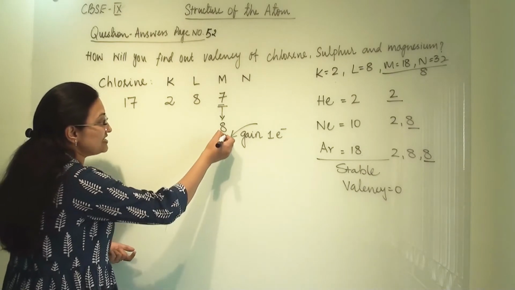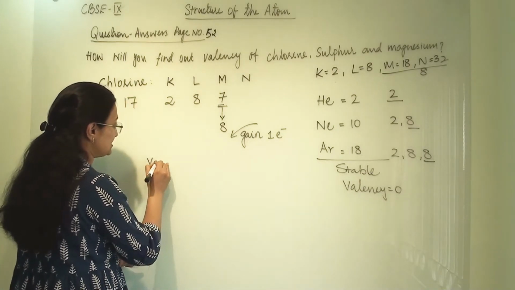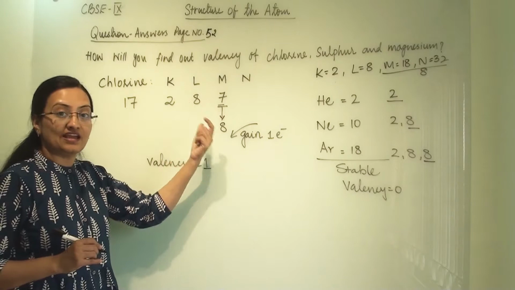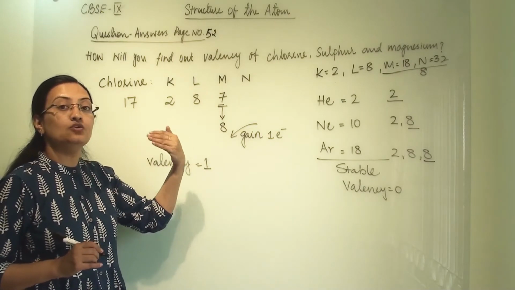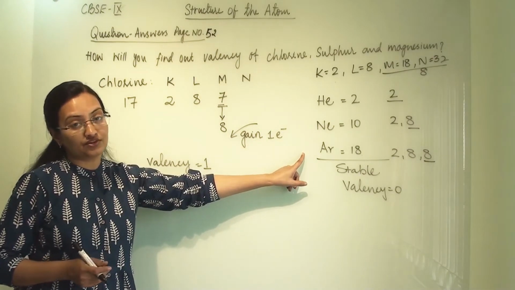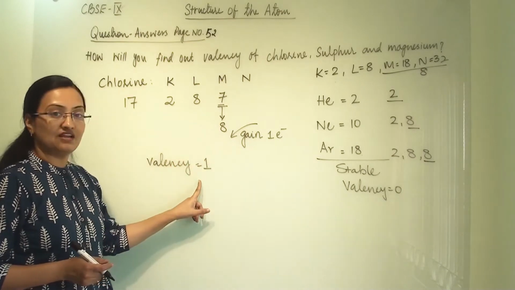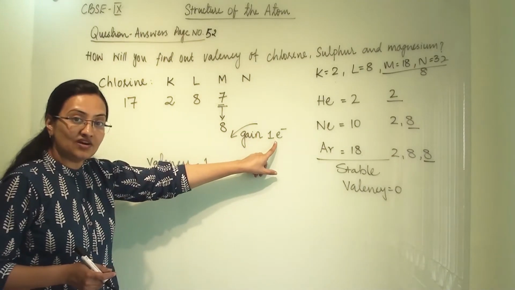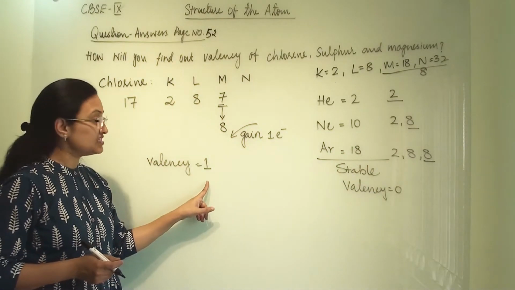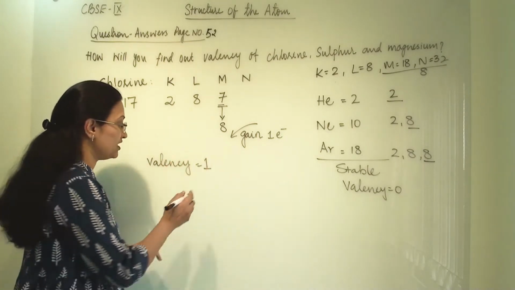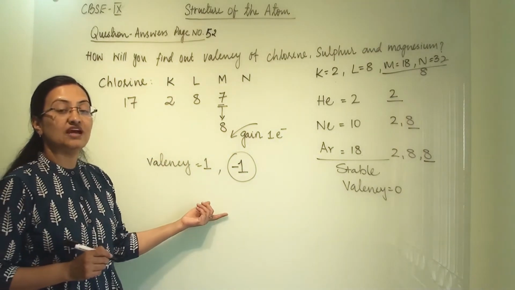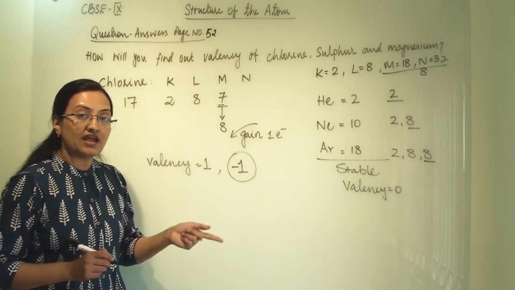Now here it is lacking 1 electron, so its valency is 1. The number of electrons an atom is lacking, or the number of electrons it loses, to gain the electronic configuration of the nearest noble gas, will be its valency. Here it will gain one electron and adopt the electronic configuration like argon, so its valency is 1. Since chlorine is gaining one electron, we can also write that -1 will be the valency of chlorine. That means it will gain an electron and become stable.